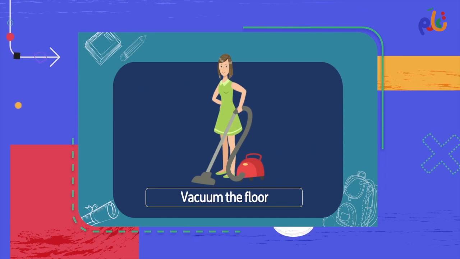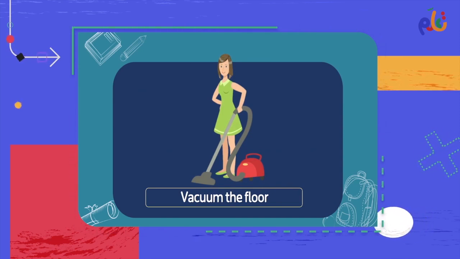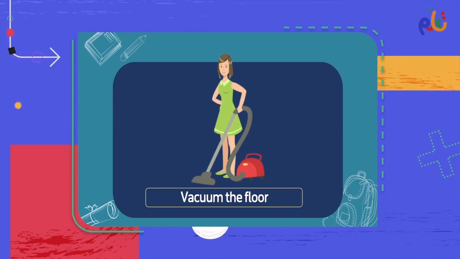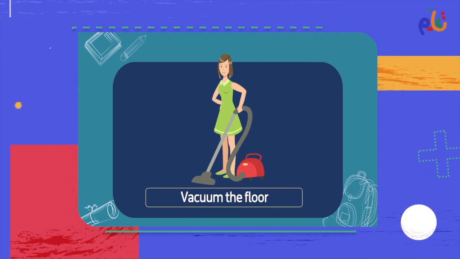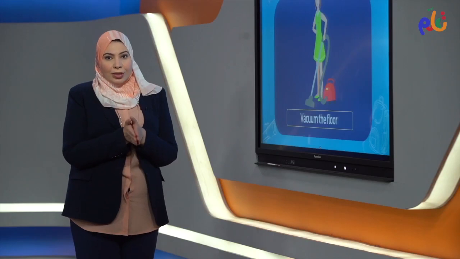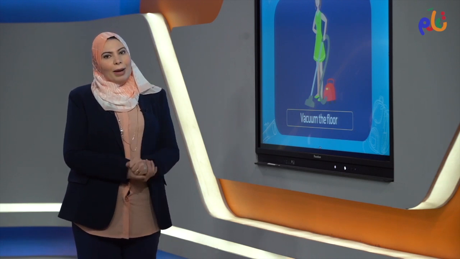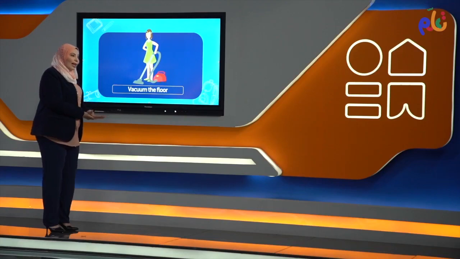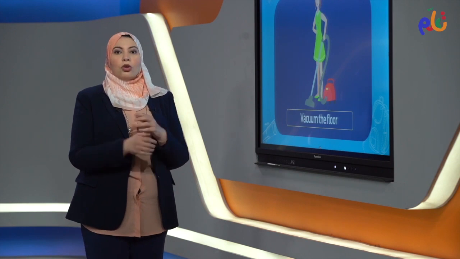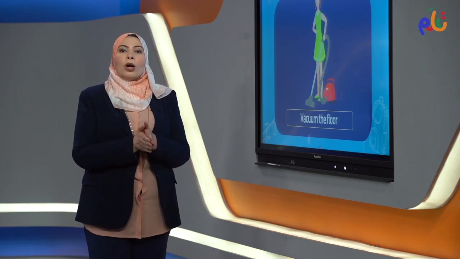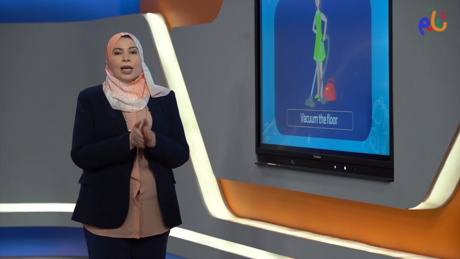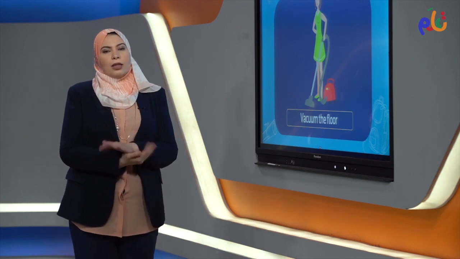And we have vacuum the floor. If we're talking about vacuum the floor, this is cleaning the floor using the vacuum cleaner, or using the machine. The vacuum cleaner is الmكنسة الكهربائية. So if I am cleaning the floor using the machine, it's called vacuum the floor. We have many different ways that we can use to clean the floor.